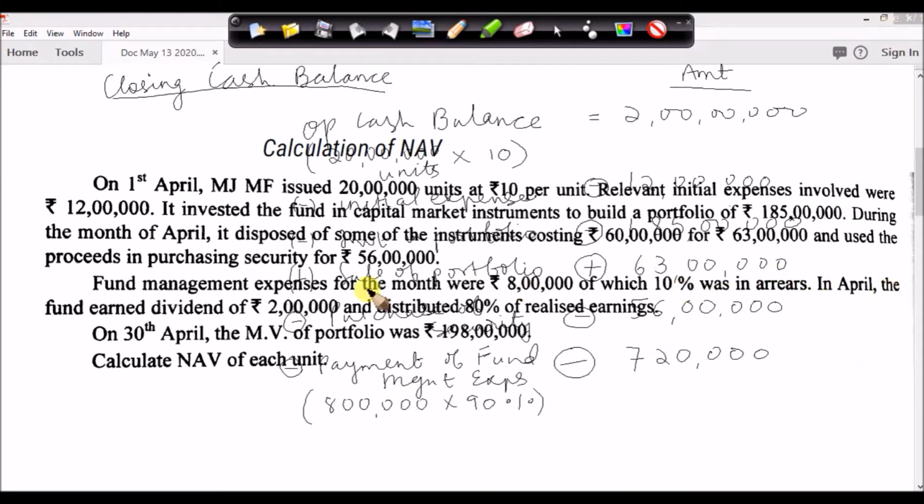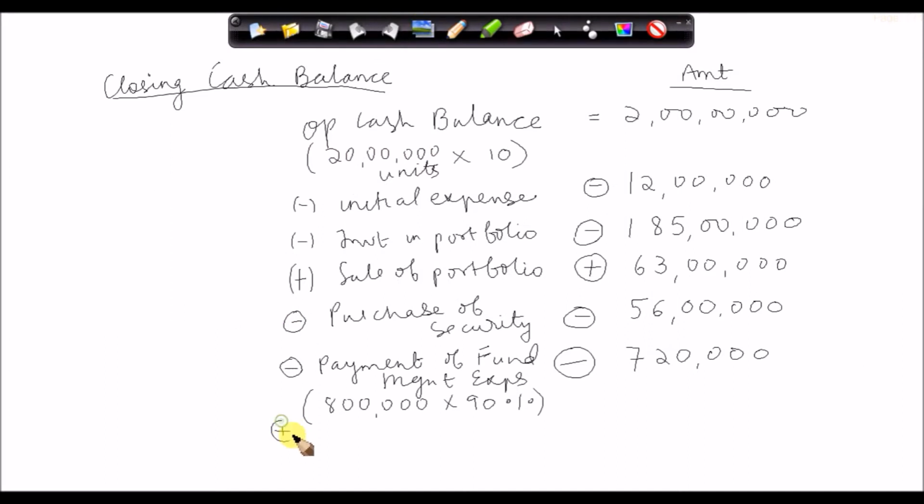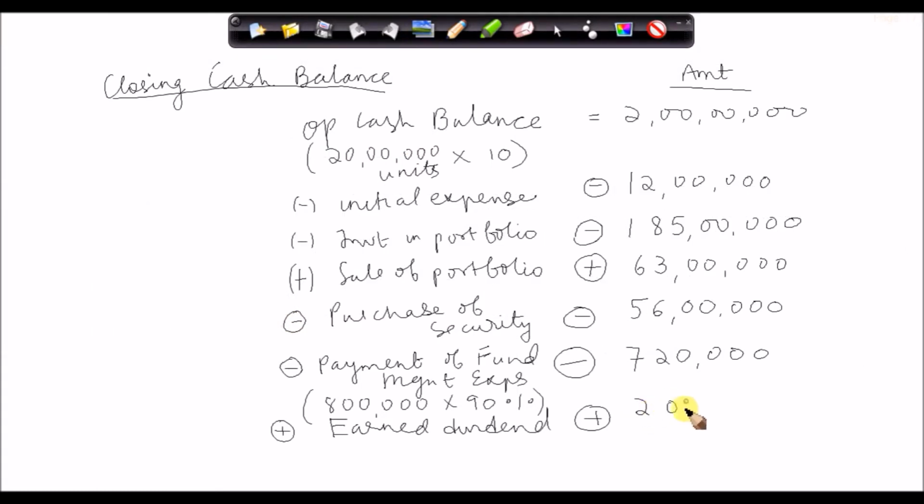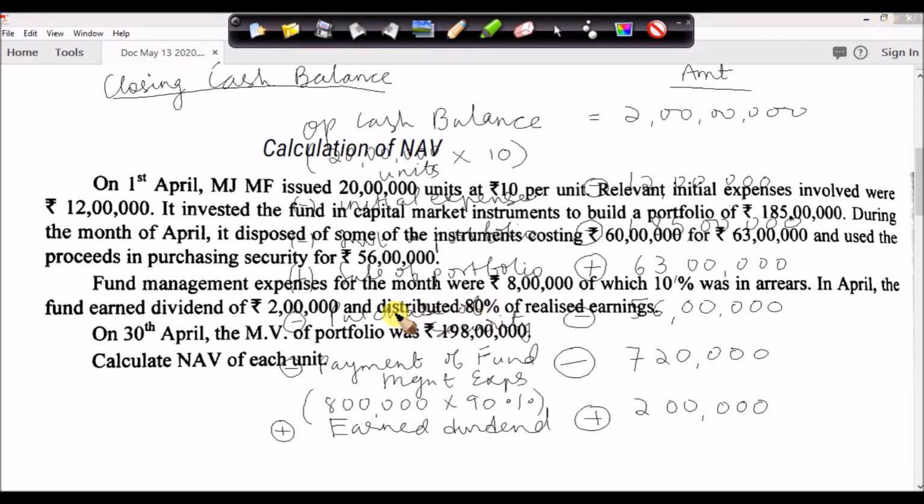Now in April the fund earned a dividend of 2 lakhs, and it distributed 80% of realized earnings. So first we will see that in April the fund earned a dividend of 2 lakhs. So the fund has earned dividend. It is an inflow, it is an income. So the dividend is earned to the extent of 2 lakhs. We have done this.